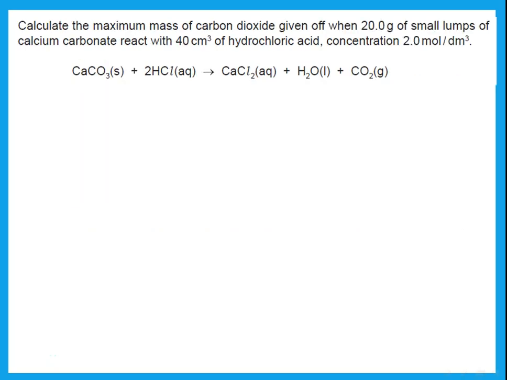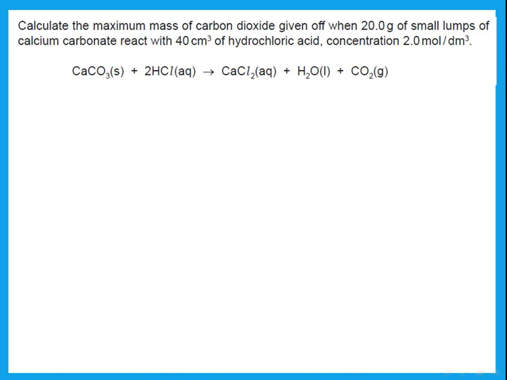Okay, calculate the maximum mass of carbon dioxide given off. So I want mass of carbon dioxide. When 20 grams of small lumps of calcium carbonate react with 40 centimeter cube of hydrochloric acid, concentration 2 mole per decimeter cube.